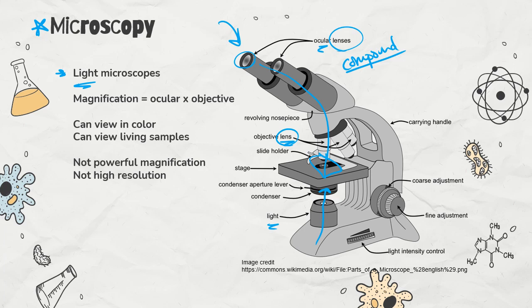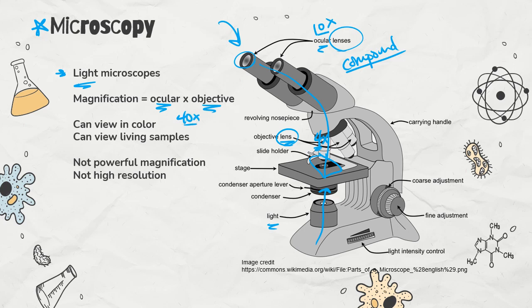The total magnification of the sample is going to be the ocular lens times the objective lens. For us at school, most of our ocular lenses are 10x. Let's say that this is a 4x objective lens. We would just do 4 times 10, which would give us a total magnification of 40x power.